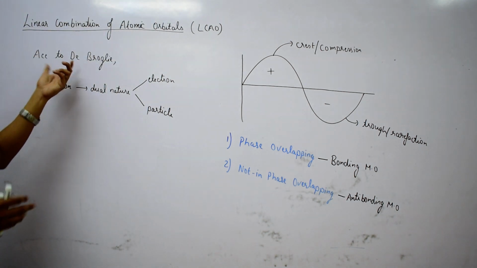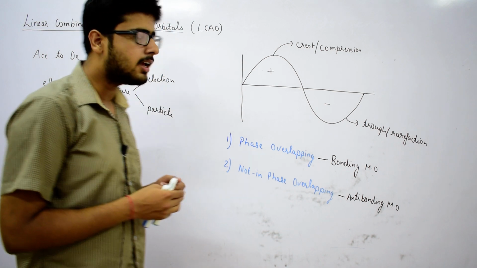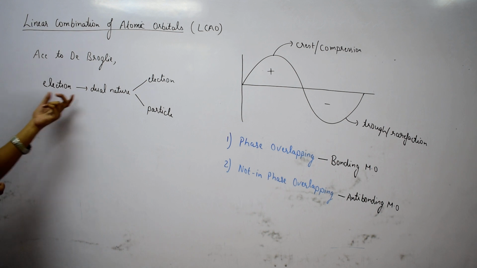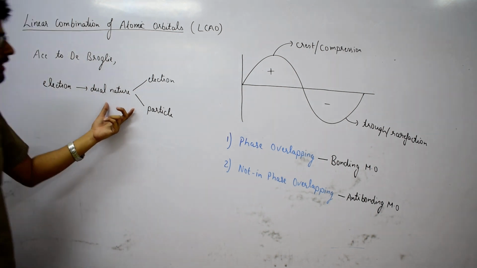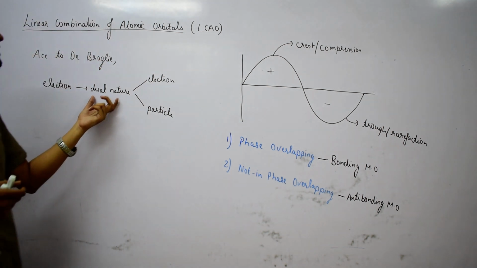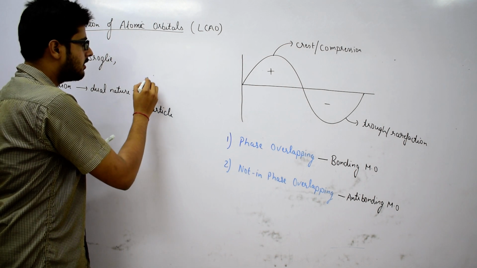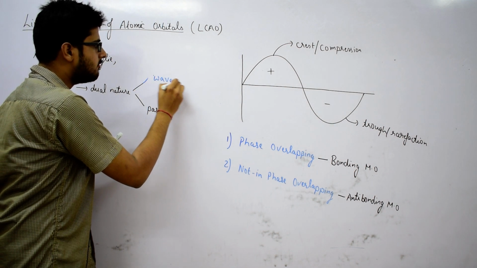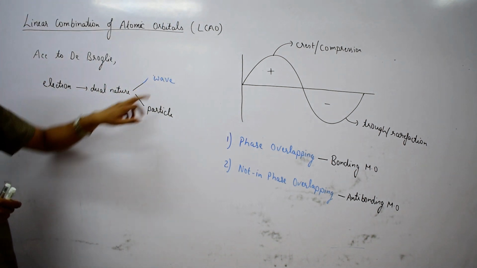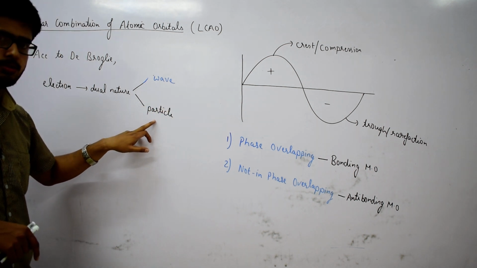First of all, we must have heard about de Broglie's equation or de Broglie's theory, and de Broglie's theory states that an electron has a dual nature. Dual nature means double property, double character, and dual nature is that electron behaves as a wave and also as a particle.